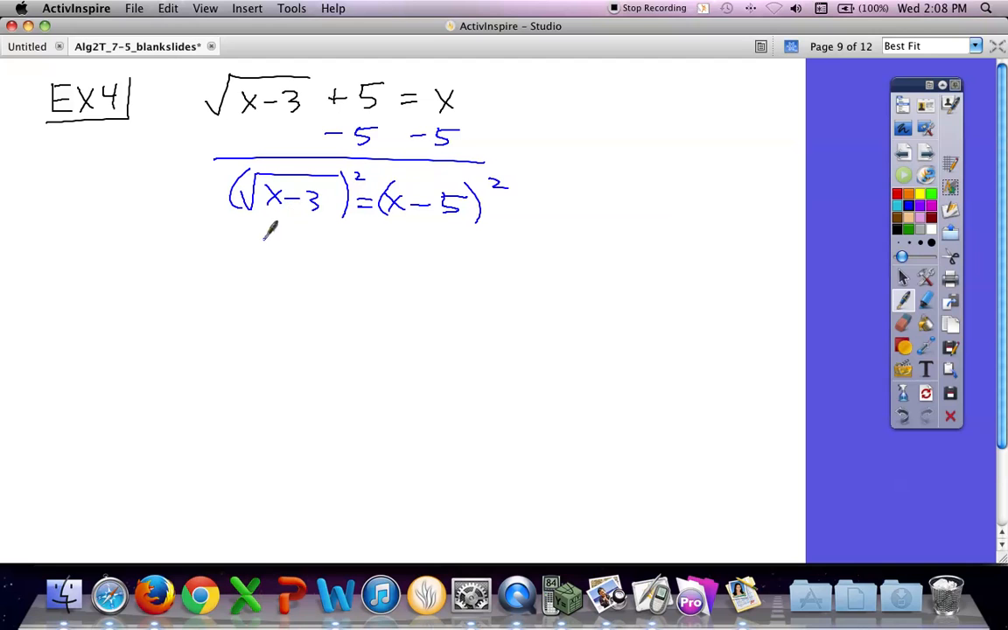Okay, square and the square root, they cancel each other out. And then what is x minus 5 squared? No. Remember, you can't keep making this mistake. It's not x squared plus 25 or minus 25. It's x minus 5 times x minus 5. It's a FOIL. You've got more terms than just x squared minus 25. Okay? X squared minus 10x plus 25. That's what you get when you FOIL that.